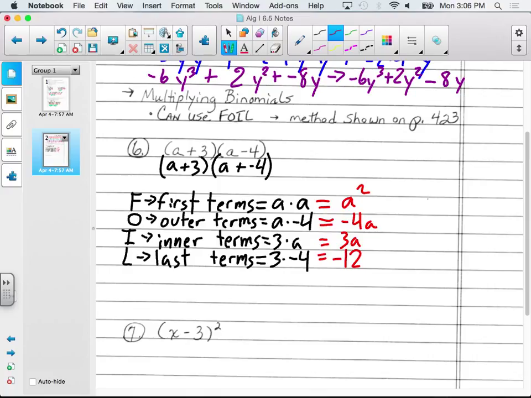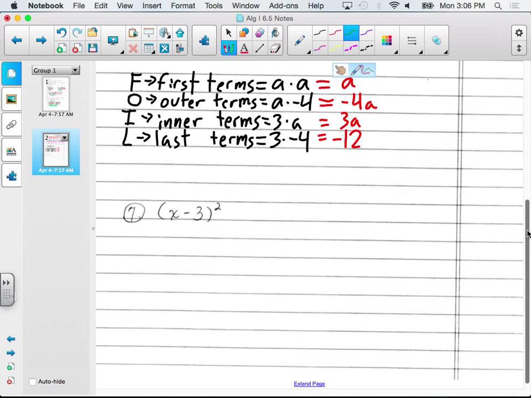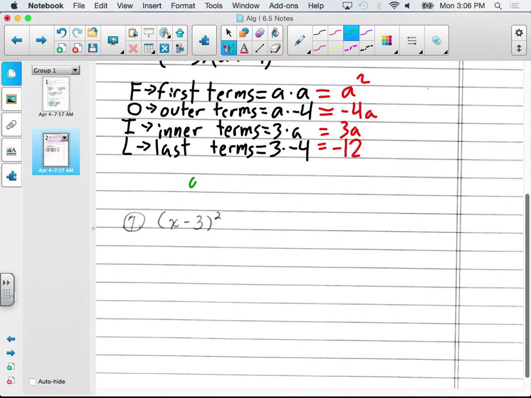So, if you look in that little yellow section, what are they doing with all of our terms at the bottom of that page? Combining them. Adding them together, right? So, if we do that with ours, we rewrite it so they're all being added together. We have a squared plus negative 4a plus 3a plus negative 12, right?